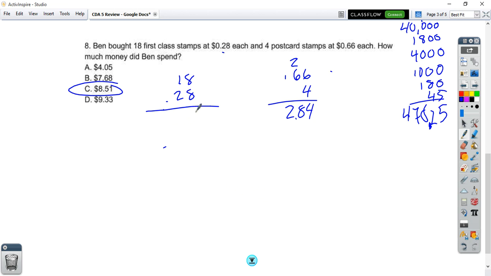8 times 8 is 64, my bad. Put the 4 down, carry the 6. 8 times 1 is 8, plus 6 is 14. So that's 1, 4, 4. Then I put my placeholder, smiley face. 2 times 8 is 16. Put the 6 down, carry the 1. 2 times 1 is 2, plus 1 is 3. So I got 4, 0, carry the 1, 3, 4, 5, $5.04.